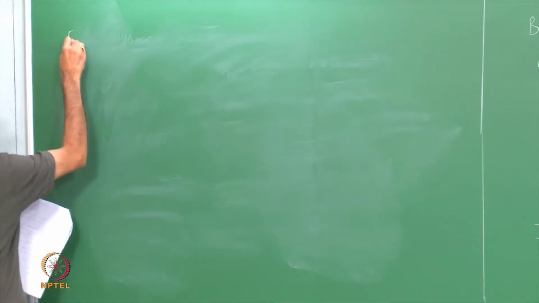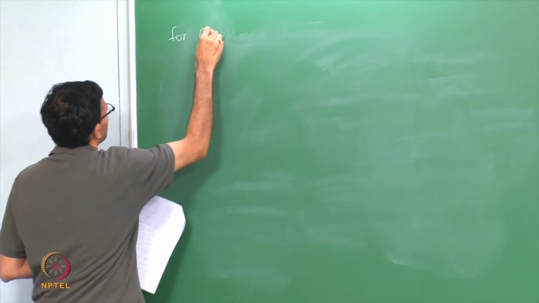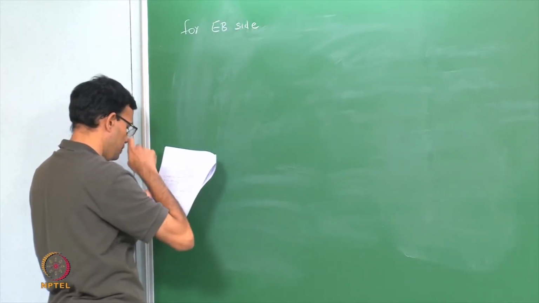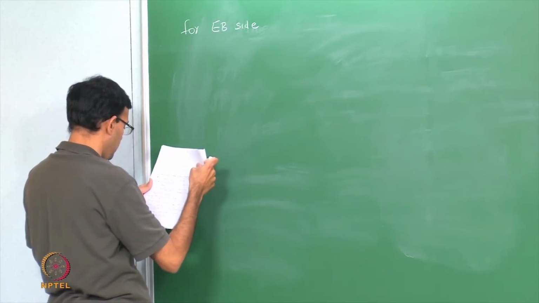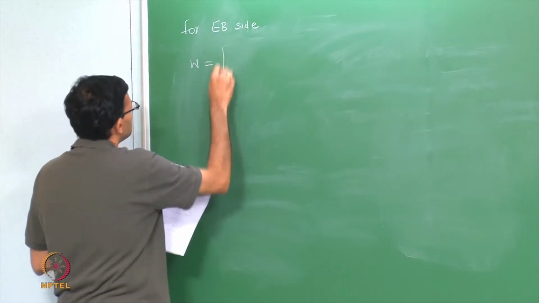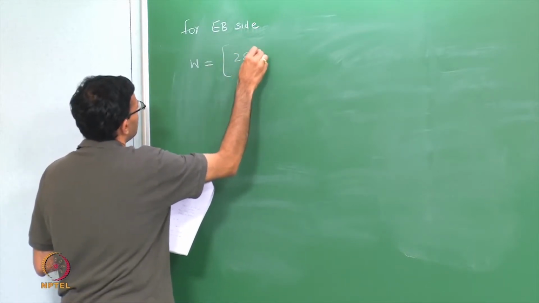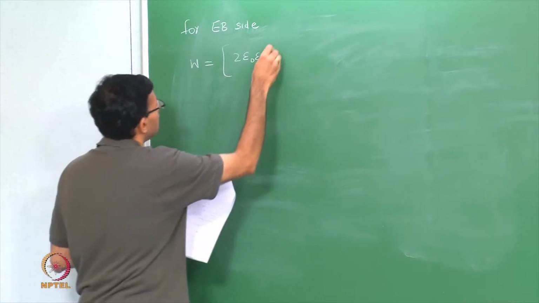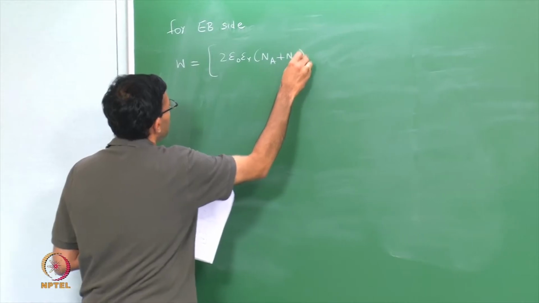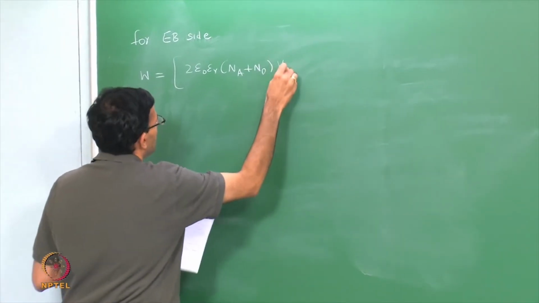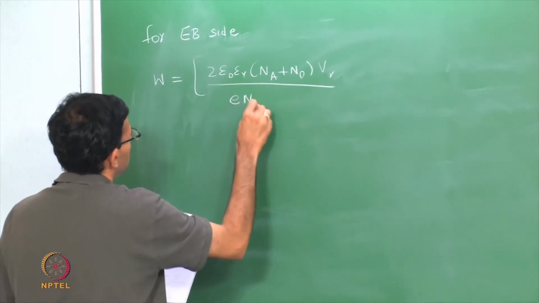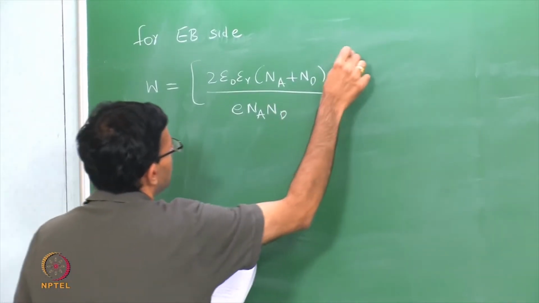So, for the emitter base region, so for the EB side, we can calculate the width. So, once again W is 2 times epsilon naught epsilon r, NA plus ND, times VR over e NA ND, and the whole square root.